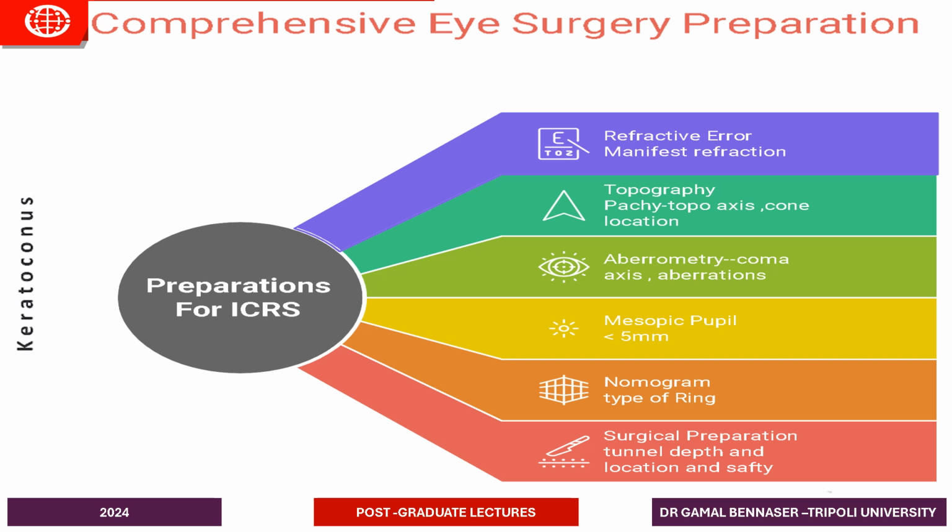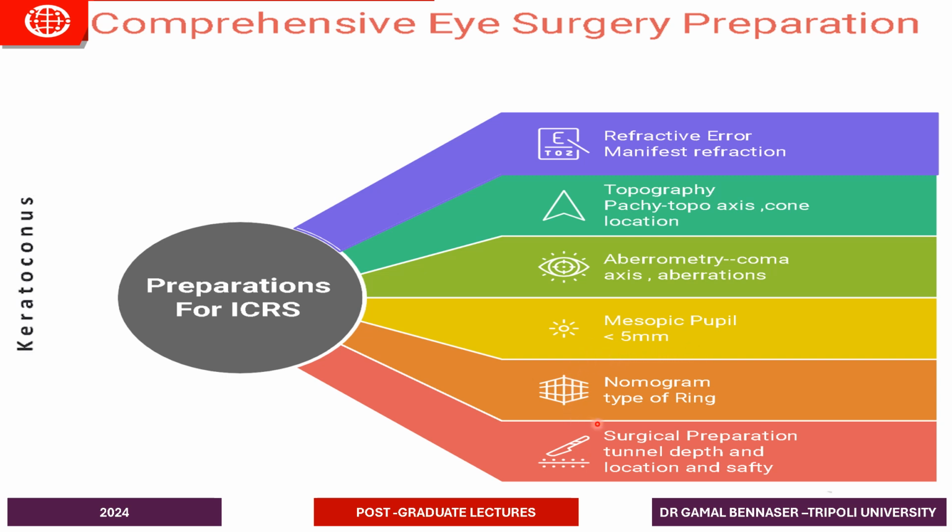So we have to do detailed refraction of the patients, mainly manifest refraction. We have to do topography and determine the pachymetry and the shape of the cone. Also determine the axis of the topographic axis. Also, we need to do the aberrometry and determine the type of aberration which is predominant in patients with keratoconus and determine the coma axis. We have to measure the pupil in the mesopic situations.